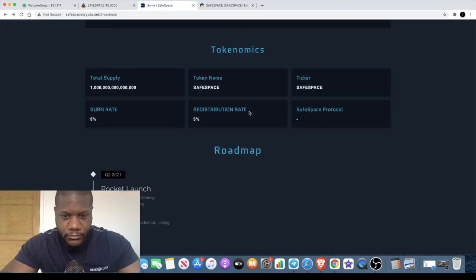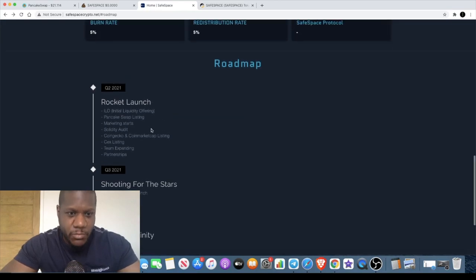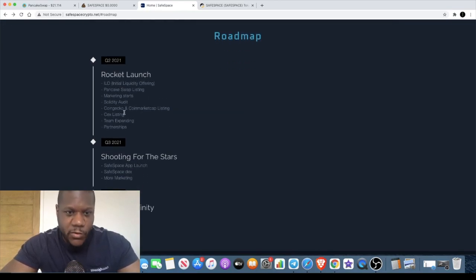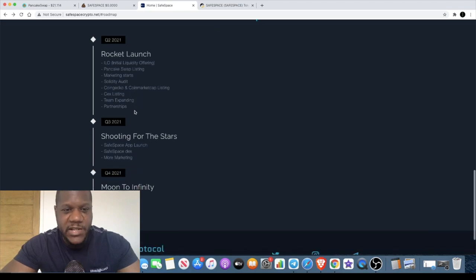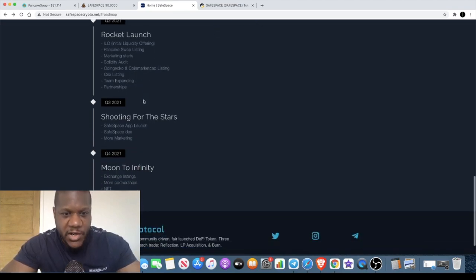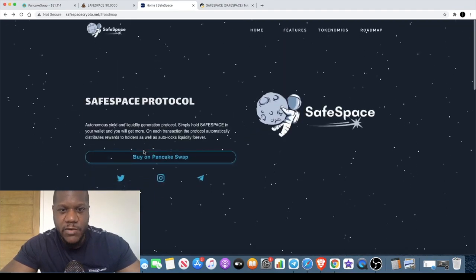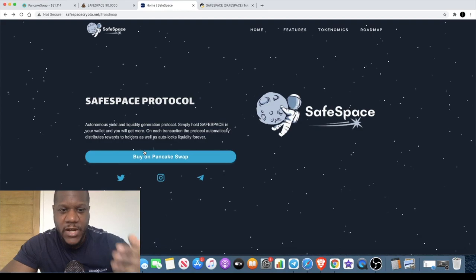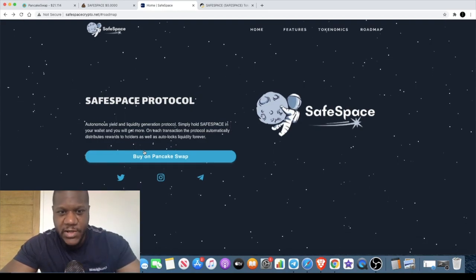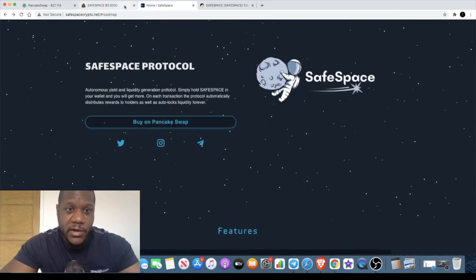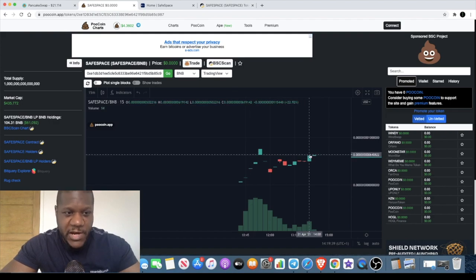Safespace has got a roadmap. It's all about CoinGecko and CoinMarketCap listing, central exchange listings, expanding the team and partnerships and all that sort of stuff. It's talking about an app or a decentralized exchange, more marketing, NFTs. We know how it goes at the moment. All of these are empty promises until they're delivered. That's just how it is in the crypto space, and on the Binance Smart Chain at the moment.